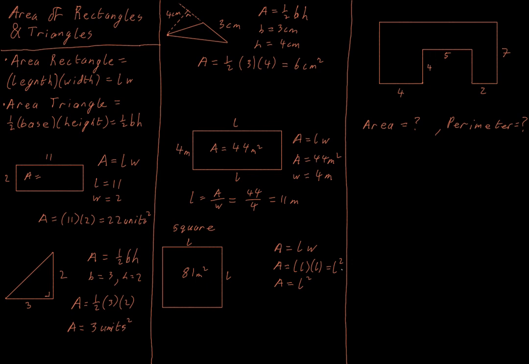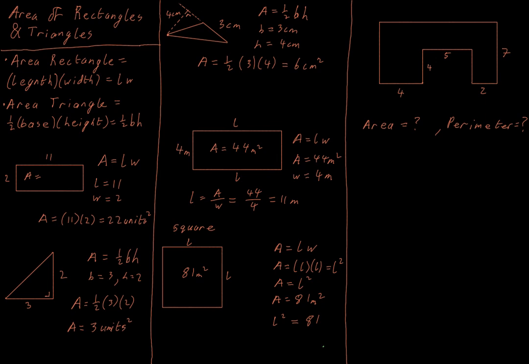So far, so good. Now I know that the area is equal to 81 meters squared. So I know that L squared, the length multiplied by itself, must give me 81. And now I ask myself a question: what number multiplied by itself would give me 81?